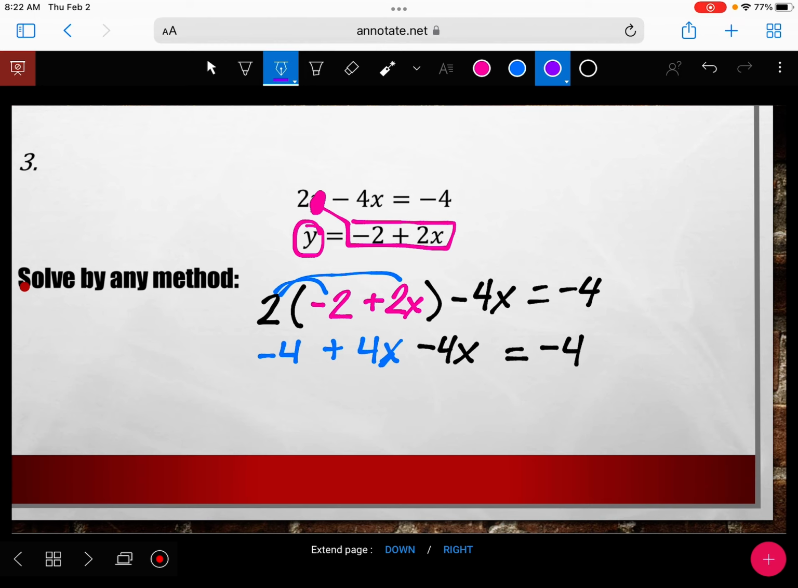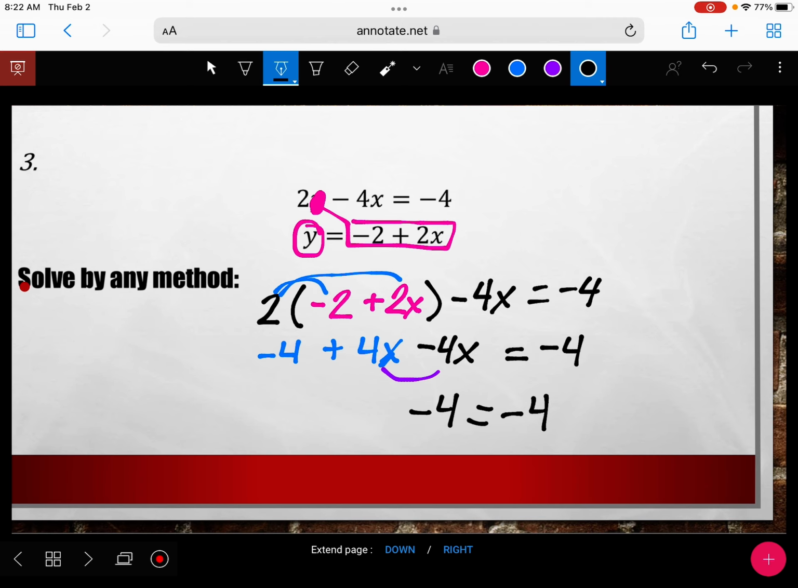The x's cancel out. We combine our like terms. That would be our next step. I've got 4x and minus 4x, which means I have no x's left. And we're left with negative 4 equals negative 4. What does that mean for my solution?